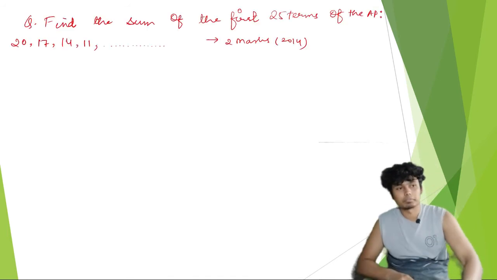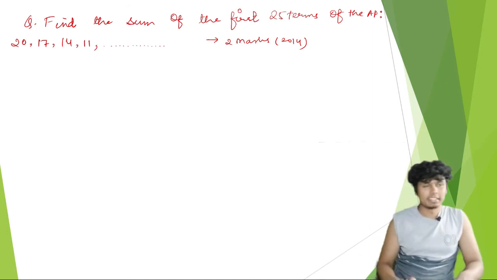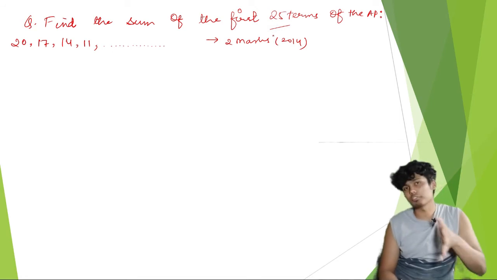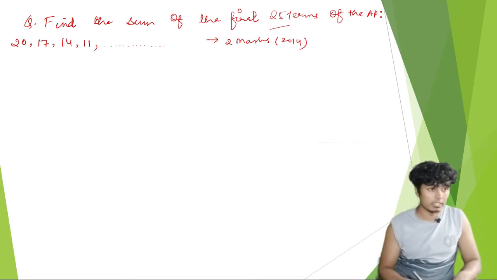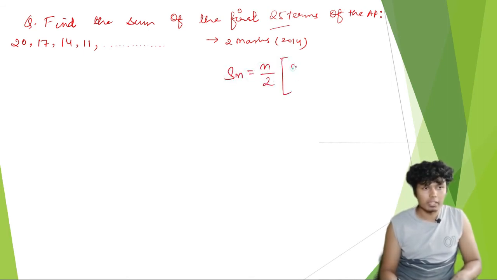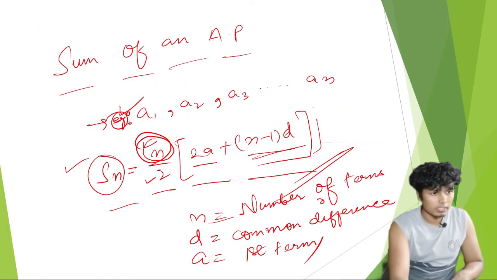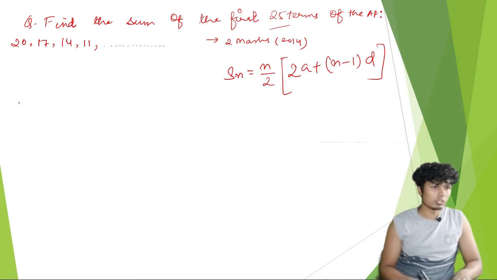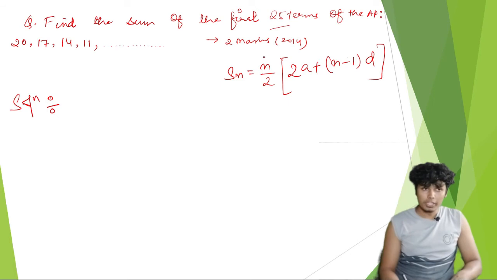Let us do another question. They are asking to find the sum of the first 25 terms of an AP. They've given the AP. So let us write down the formula here. n divided by 2, 2a plus (n minus 1) d. Solution: we need to write the formula.